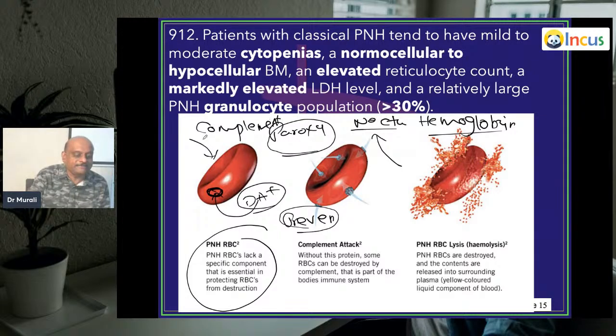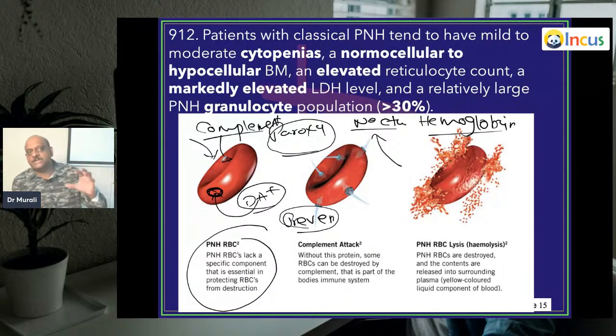Complement is like the villain, right? Complement wants to sabotage the RBC and break it down. Decay accelerating factor prevents it. The name is decay accelerating factor, but that does not mean it accelerates the decay. It protects the RBC from the attack of complement, and complement-mediated lysis is what you have to basically remember. So typically in these people who have PNH, congenitally they have a genetic deficiency of this decay accelerating factor.